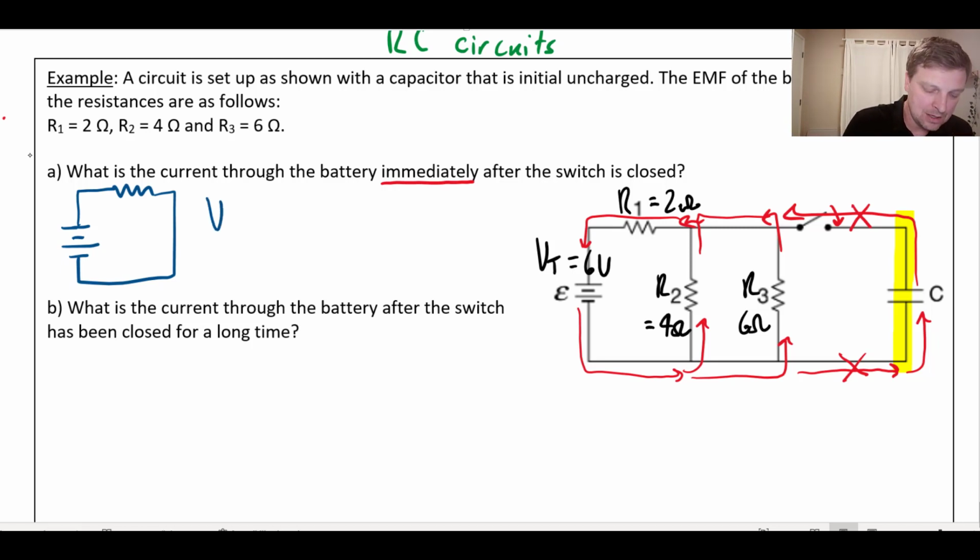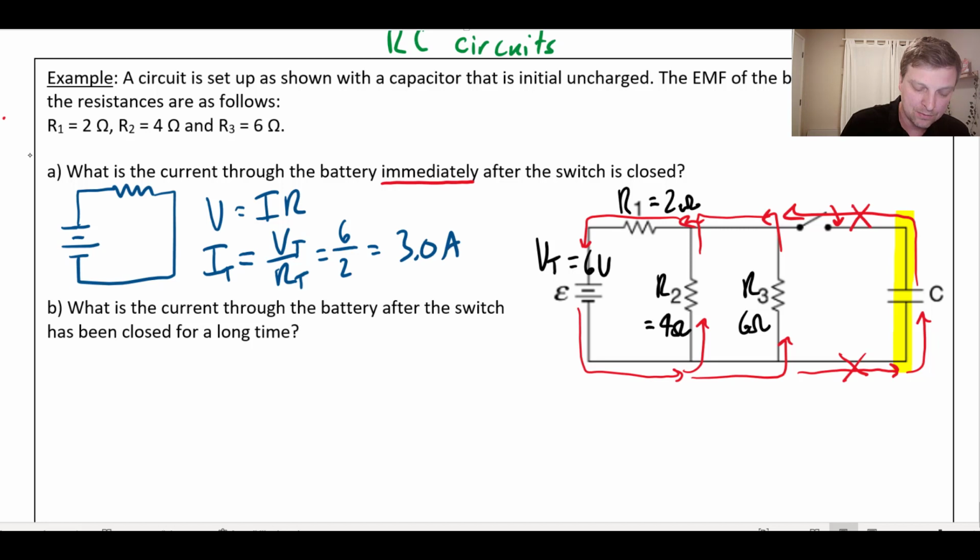So V equals I times R, which means I equals V over R. And I guess we're talking about the total here. All of the voltage initially is going to get spent on that R1 resistor, which means I've got 6 volts going through 2 ohms. So I'm going to have 3 amps flowing in that first split second.